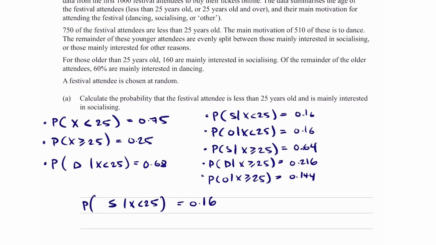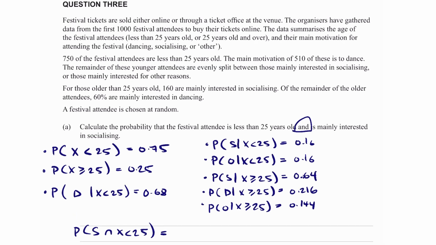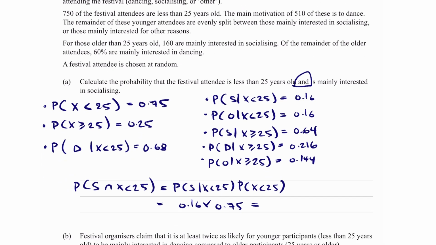No, it's not, because this is an intersection. Sorry, don't know where my head is today. This is the probability of socializing and x is less than 25. So are we going to say these events are independent? I don't know. We can calculate this as the probability of s given x is less than 25, multiplied by the probability that x is less than 25. Now this is 0.16 multiplied by 0.75, which gives us 0.12. So this is our answer.